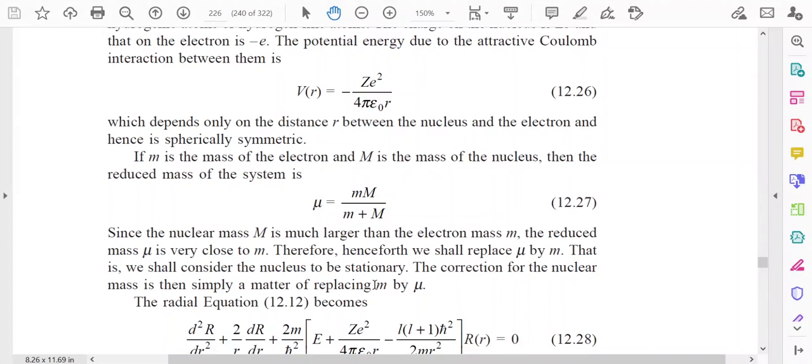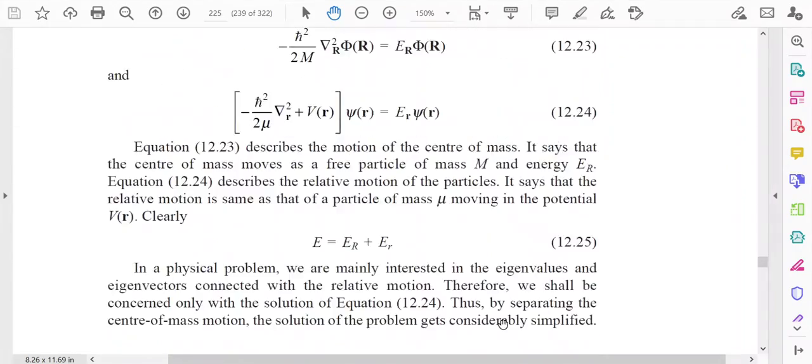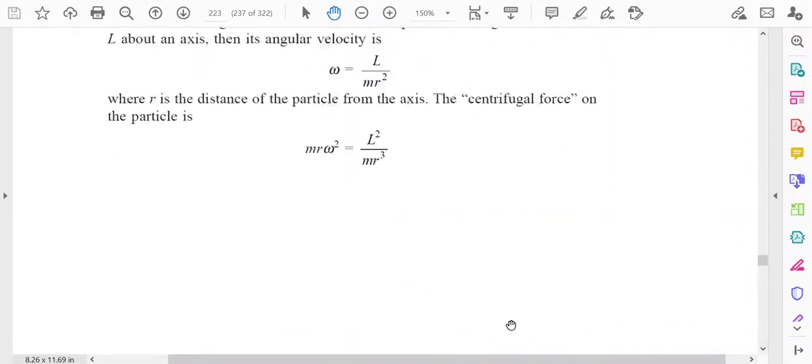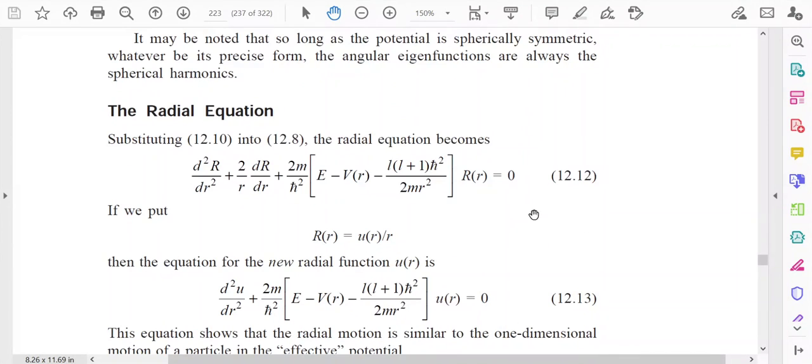Now we have already established the radial equation for the hydrogen atom. What we will do now is just replace small m by mu. So let us see the structure again. We have deduced the radial equation in equation 12.12. This is the structure of the radial equation. You see it again: this equation is in terms of small r only, no angular coordinates are there.